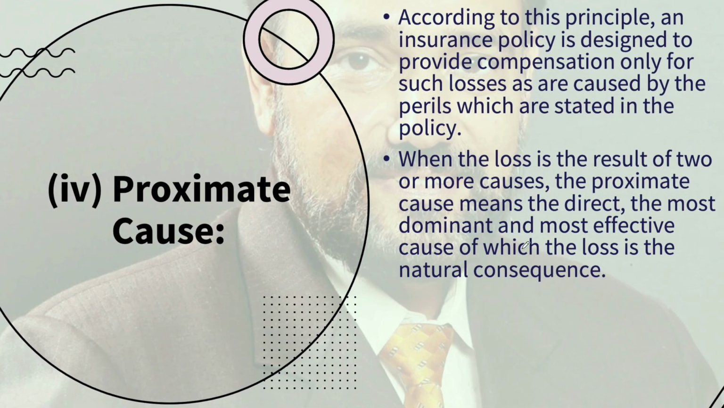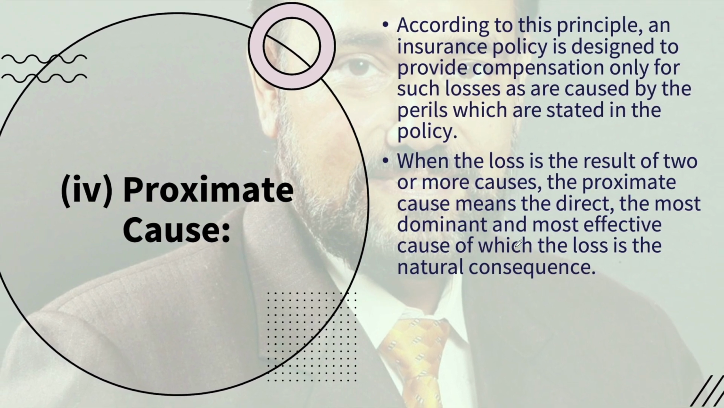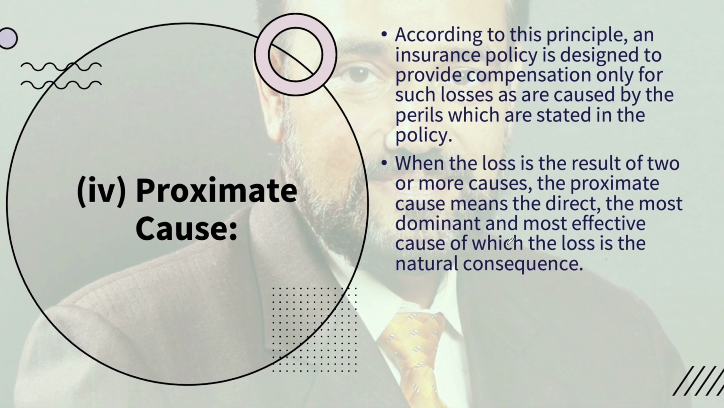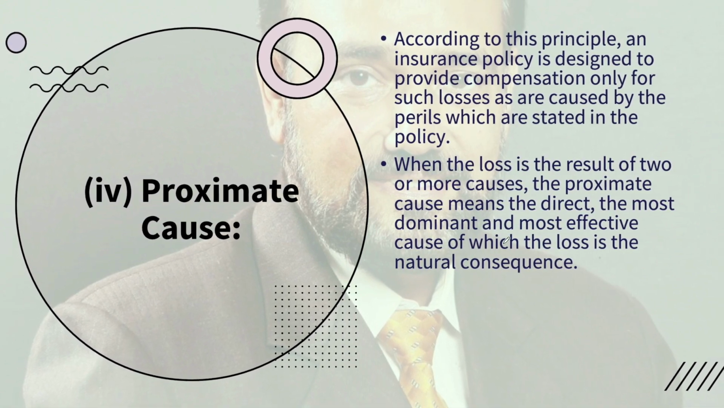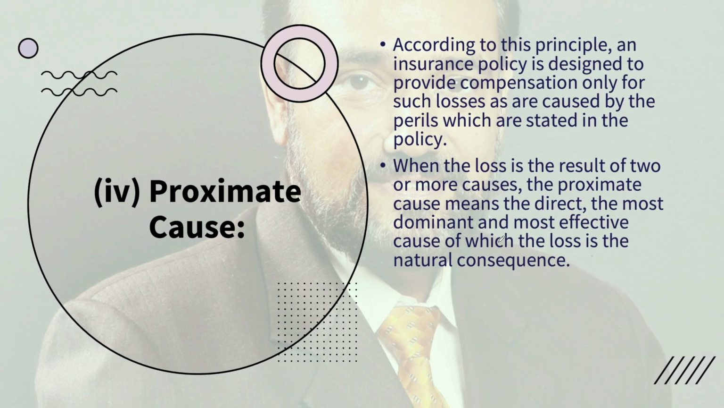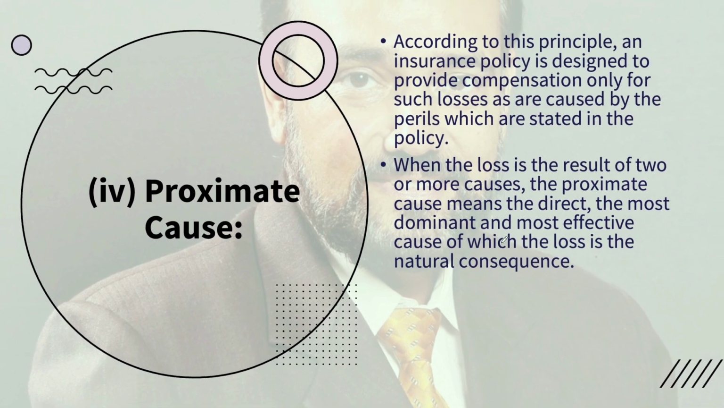Let us understand this with an example. If a ship gets damaged due to constant friction with icebergs and this causes damage to the stock as well, now this damage is to stock which is insured, hence the insurance company will pay the compensation.